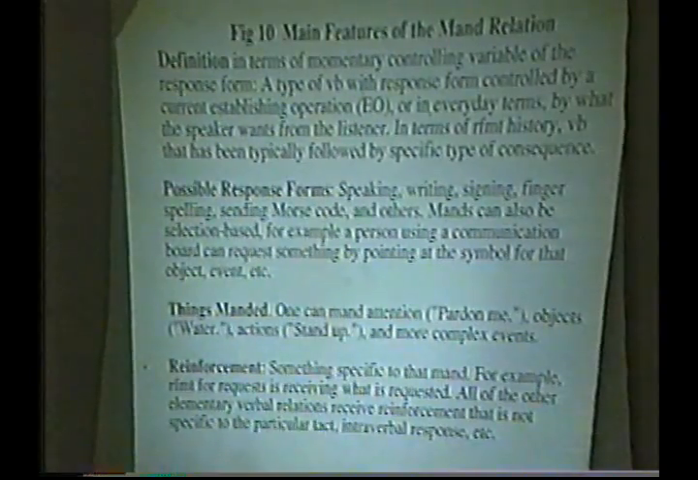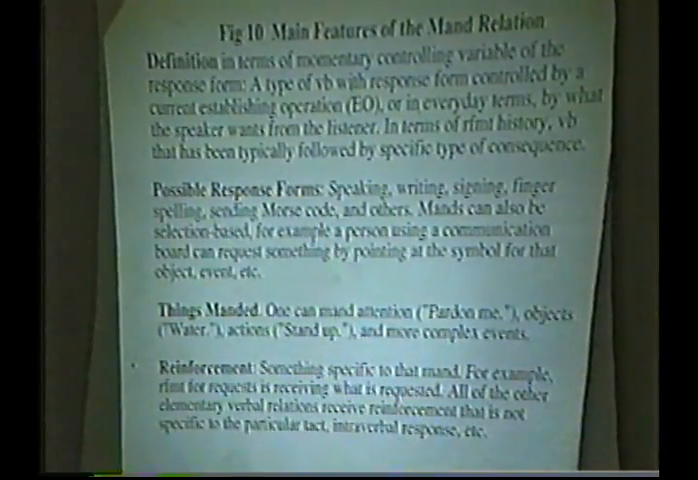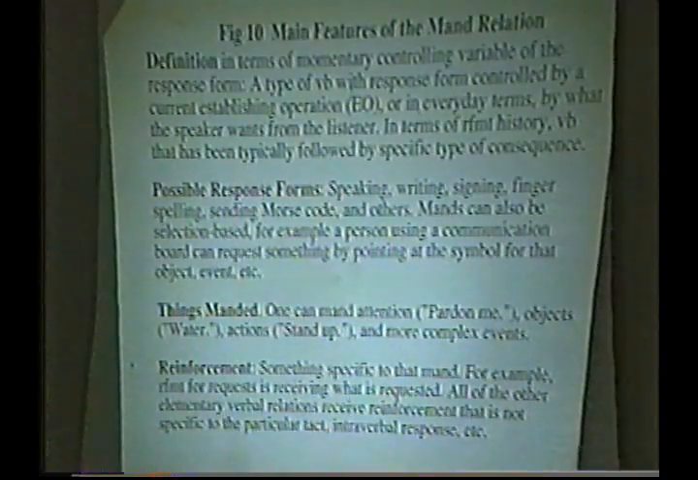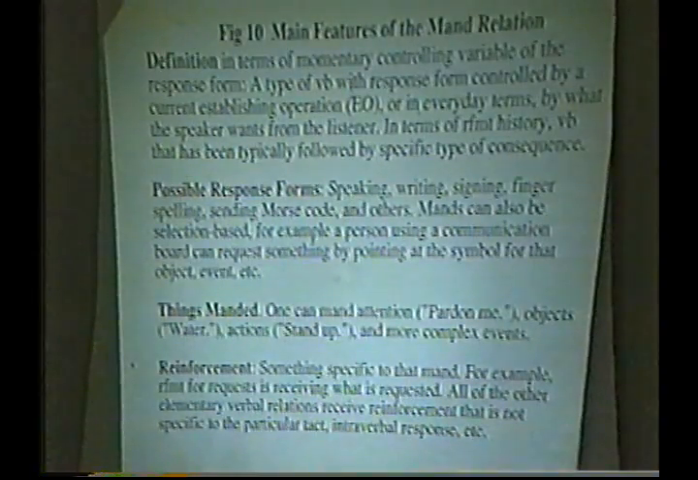The response forms can be anything. The things manded can be anything. It's a very important feature that the reinforcement is specific to each mand. In other words, the reinforcement for requesting something is getting what you request. The reinforcement for saying water as a mand is to get the water. The reinforcement for saying stand up is the person you say it to stands up. The reinforcement you can see is specific to each type of verbal operant or each mand response.